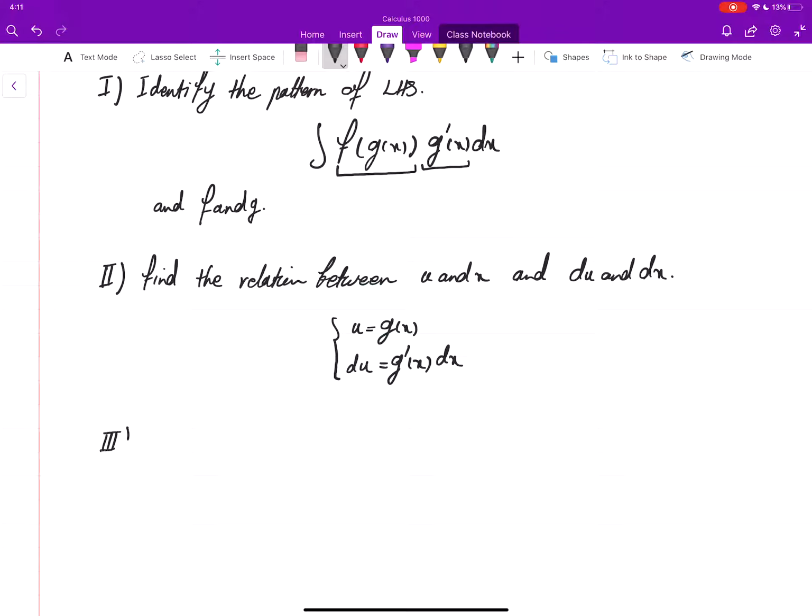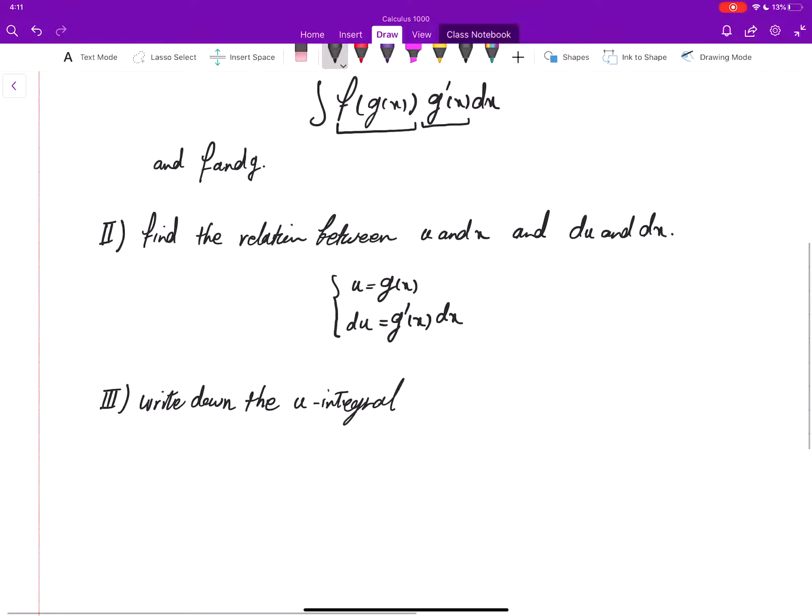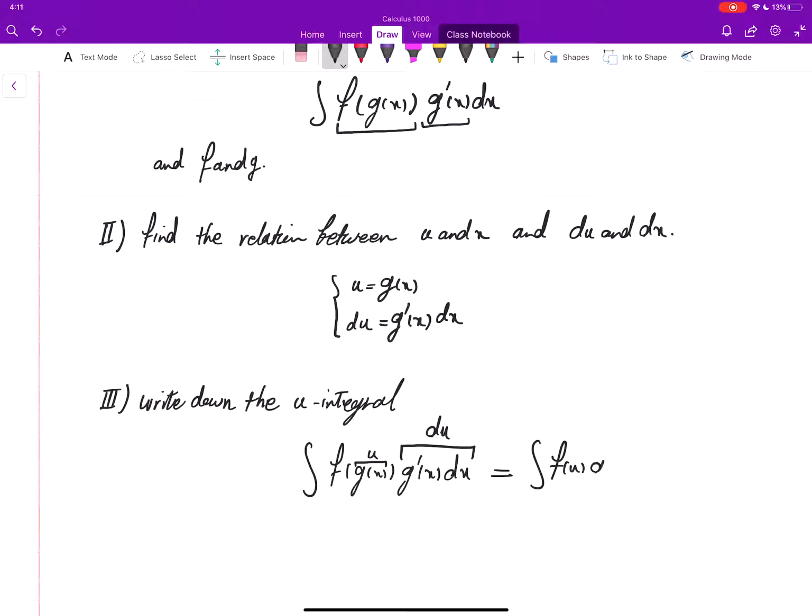The third thing is to write down the u integral. The integral you started with is an integral in terms of x. Now we move to a u integral. So you change this f(g(x)) g'(x) dx. These two together are going to be du, and this part is u. So you replace this. This is substitution. You go to this new variable.